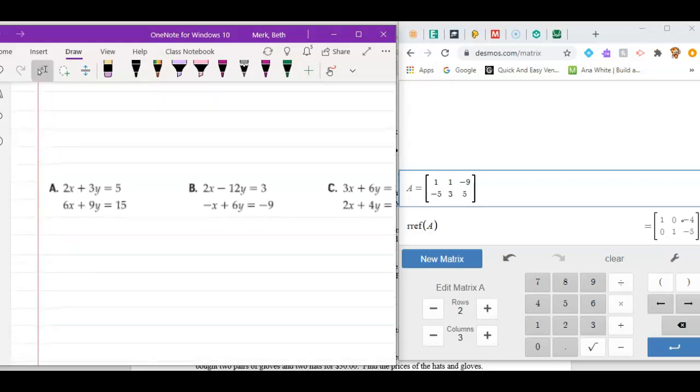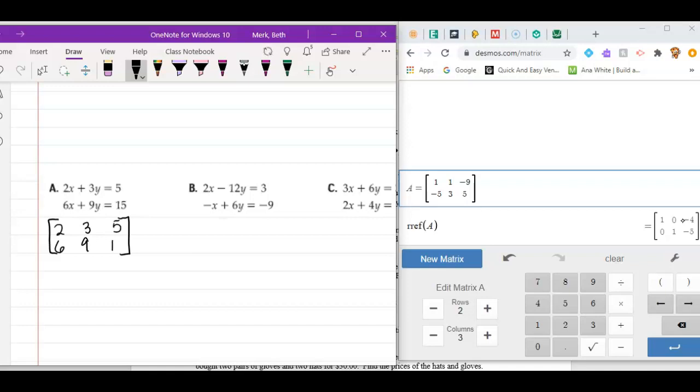All right, how about A? Let's go ahead and write a matrix for A. Example A, 2, 3, 5, x, y, number. And when we type it in to Desmos, 2, 3, 5, 6, 9, 15. What happened?